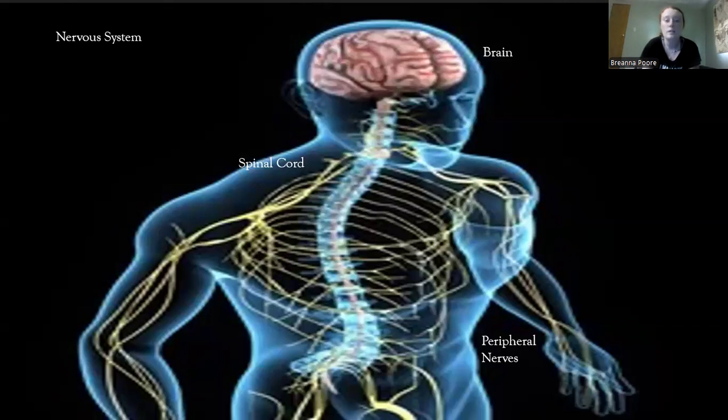This is an image that I found online. It's the one that I could find that relates to the nervous system the most because it shows what's in the nervous system, which is the brain, and then the spinal cord, and then the peripheral nerves.